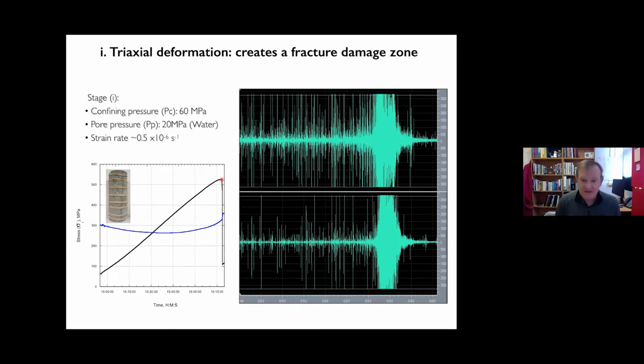So stage 1, here's an example of the first stage, standard experiment with stress in black here and the volumetric strain in blue. On the right hand side, you may need to turn your volume down on your headphones if I got the setting right. If I got the setting wrong, you won't hear anything, but let's try it and see.